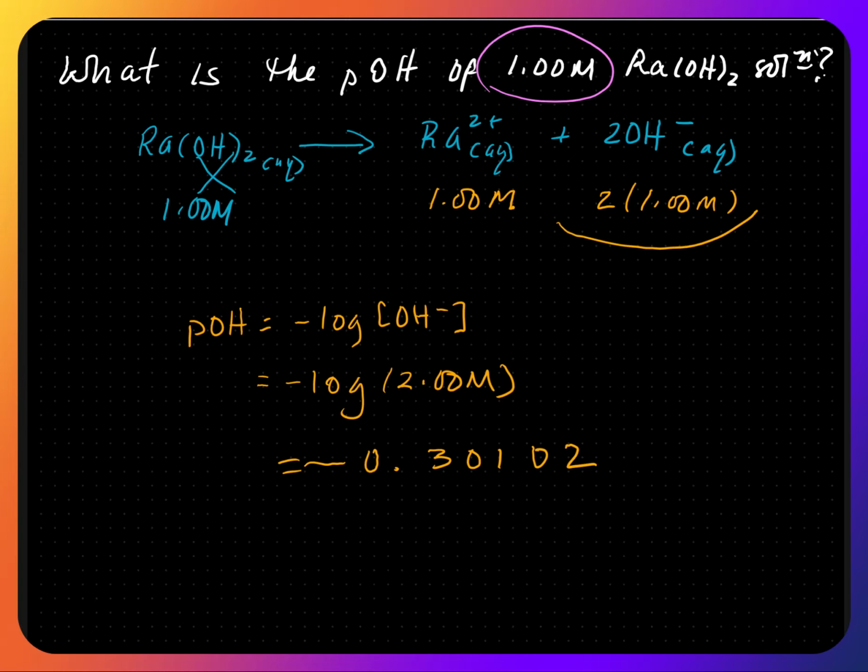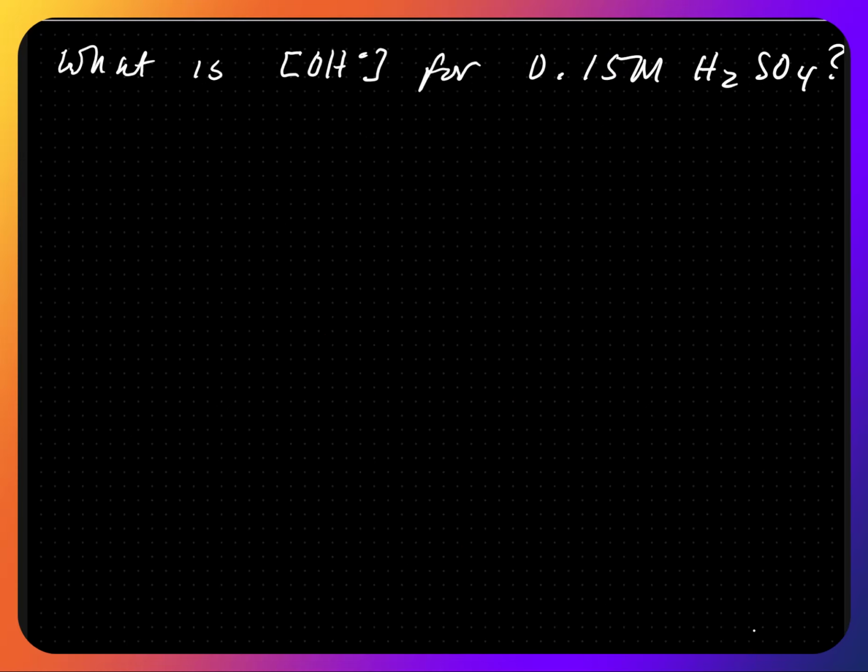Now I need to do sig figs. 1.00 has 3 sig figs, so I need 3 sig figs in the answer. Since this is pOH, it starts after the decimal, so 1, 2, 3. I look 1 to the right, it stays in, so negative 0.301. No units. Pause the video, try this on your own, and then check your answer.